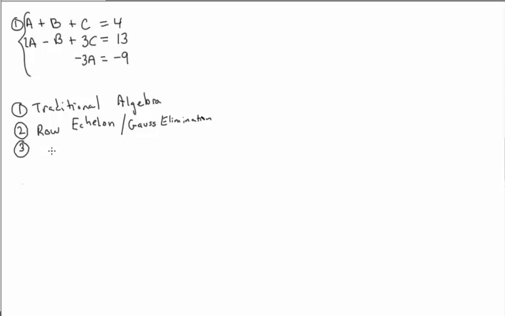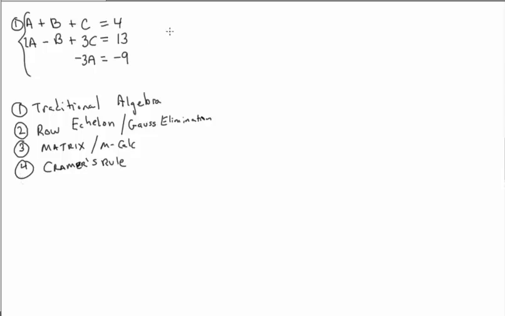Number 3, we're going to look at a matrix. Now there's matrix by hand and then there's matrix by calculator. Finally, number 4, one you should be familiar with is Cramer's Rule. Cramer's Rule deals with determinants.